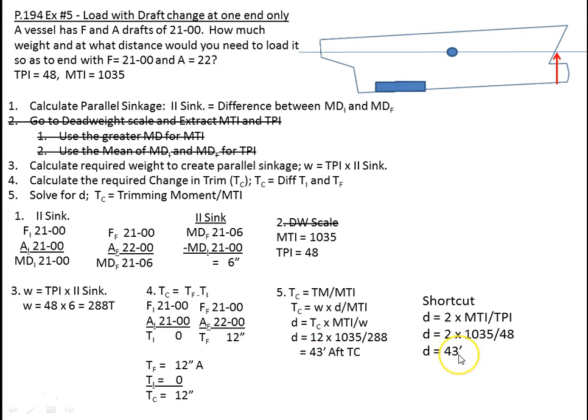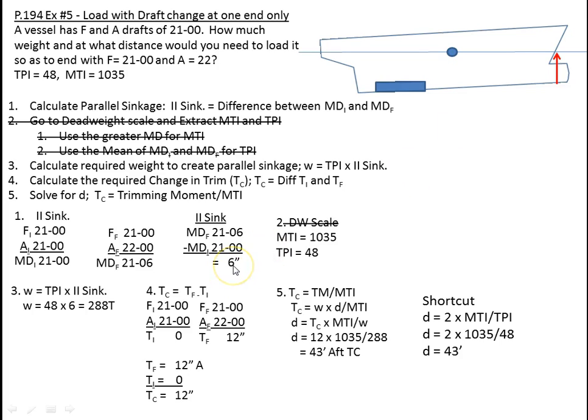It's the same distance. Well, if we want to keep the draft the same forward, we would put this 43 feet aft of the trimming center. If, however, we wanted to keep the aft draft 21, we would put it 43 feet forward of the trimming center. That's an easy shortcut.